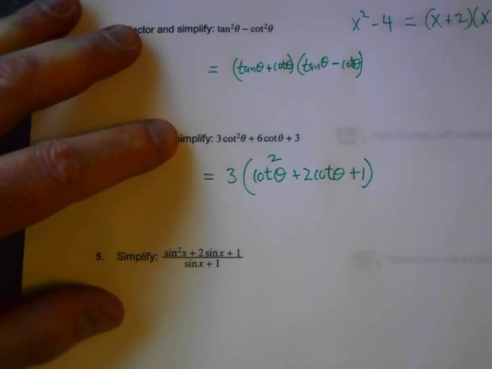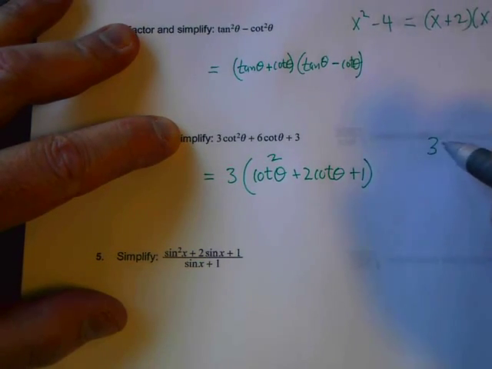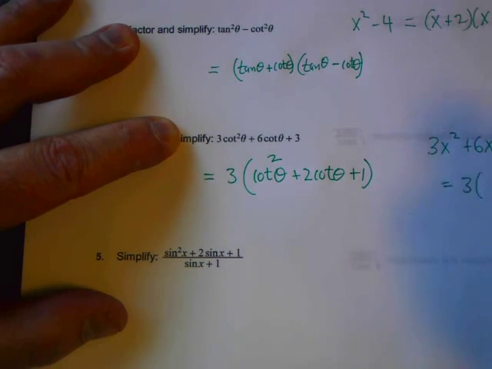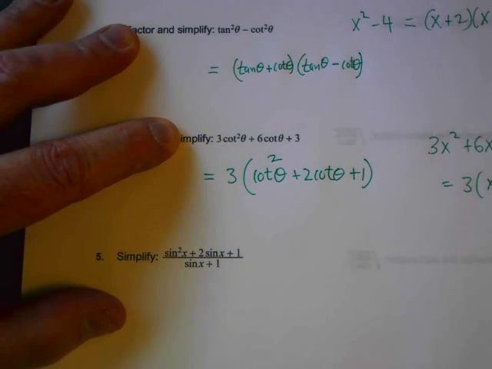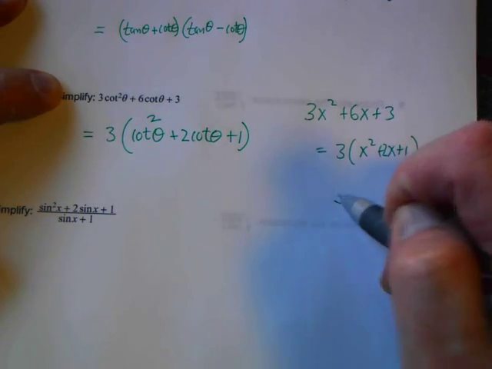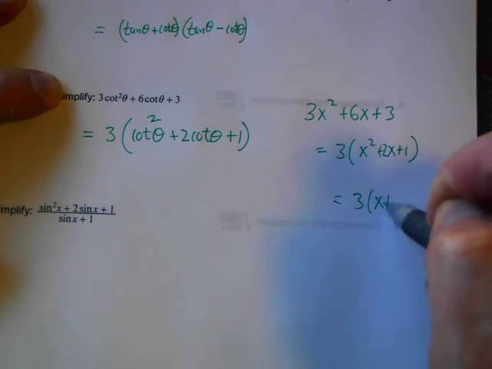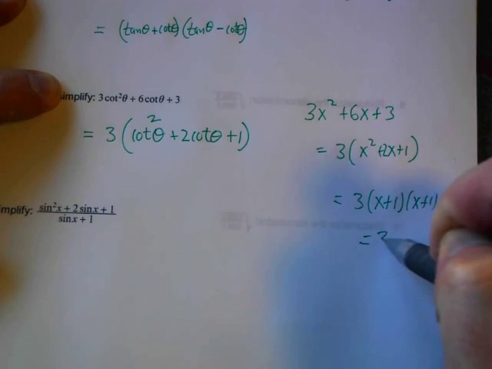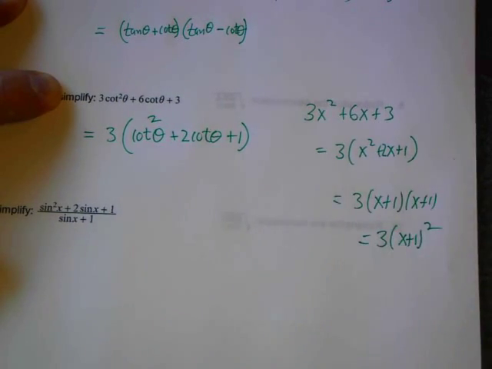Well, again, think of an easier problem. What if I had originally given you 3x squared plus 6x plus 3? You would tell me you can factor out the 3, and you'd have x squared plus 2x plus 1. Can you factor x squared plus 2x plus 1? The answer is yes: x plus 1 and x plus 1 again. So this would be 3 times x plus 1, which you might write as 3 times x plus 1 squared.